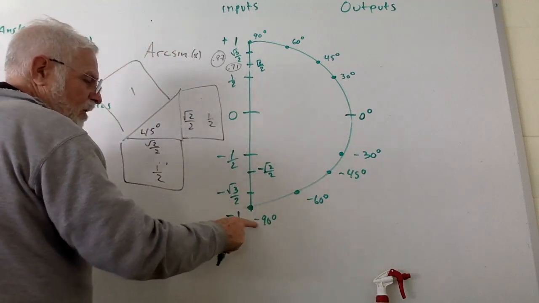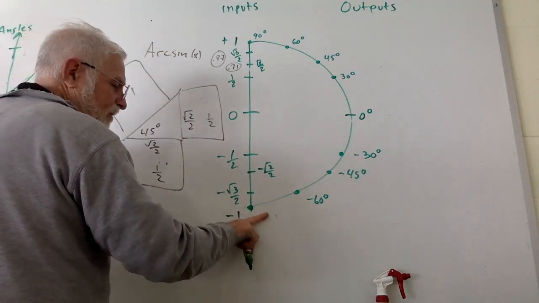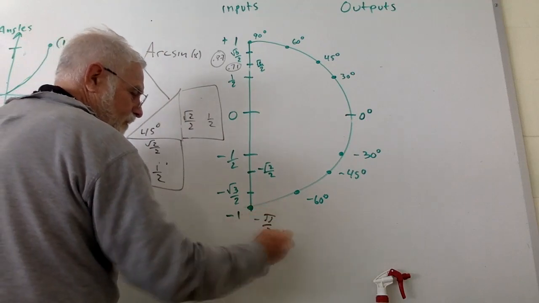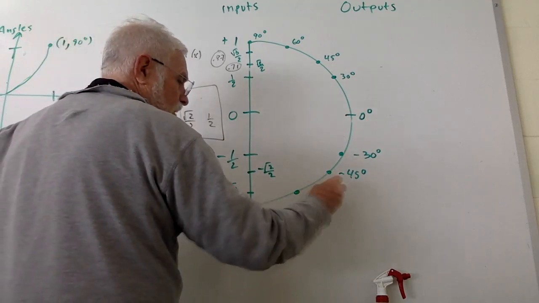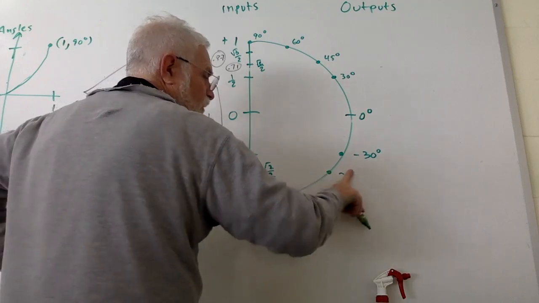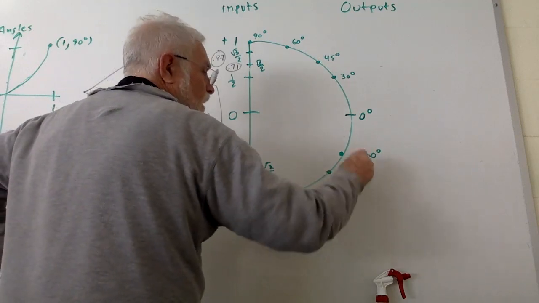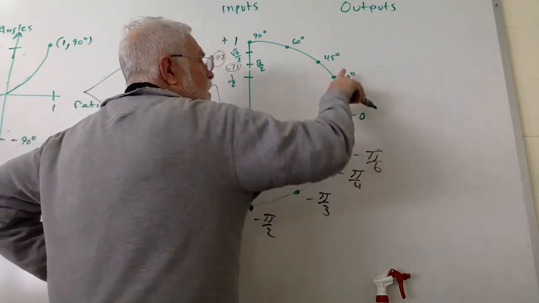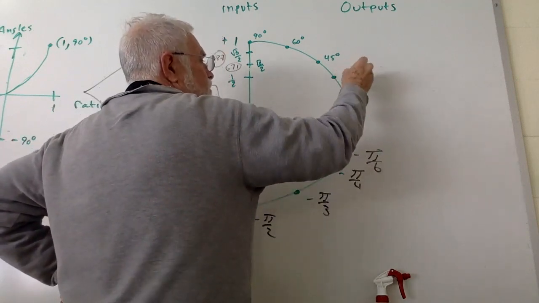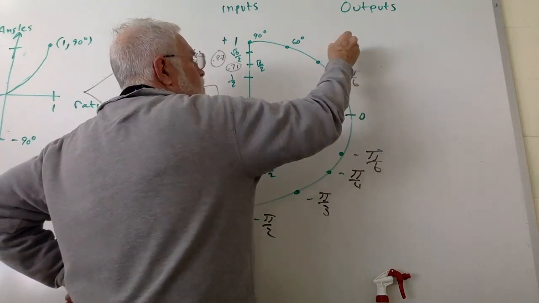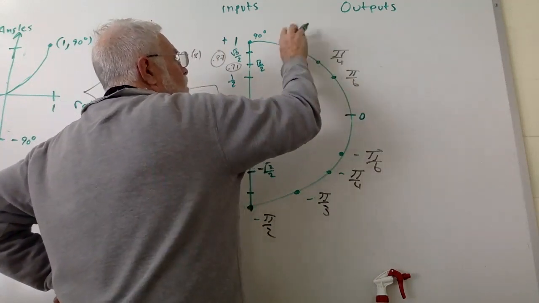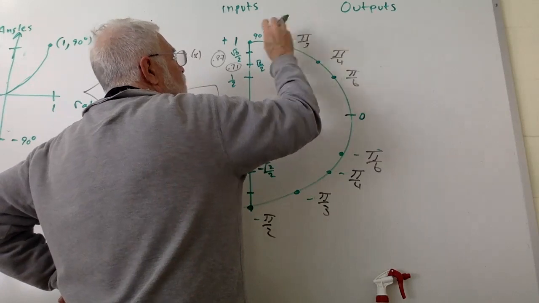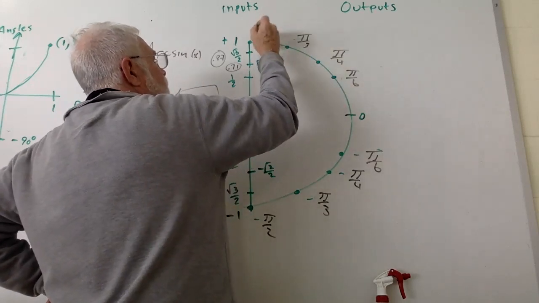And arcsine of -1, negative 90, which is the same as minus pi over 2, minus pi over 3, minus pi over 4, minus pi over 6, 0, pi over 6, pi over 4, pi over 3, pi over 2. A lot of patterns in here.